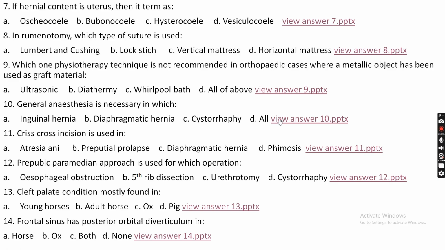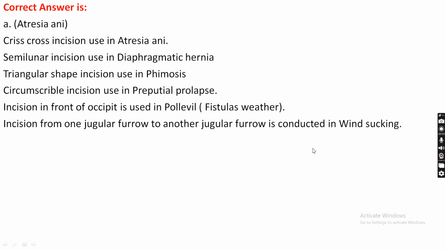Question number 11. Crisscross incision is used in option A, atresia ani, option B, preputial prolapse, option C, diaphragmatic hernia, or option D, phimosis. The right answer is option A, that is atresia ani. Crisscross type incision is used in case of atresia ani, while a semi-lunar type incision is used in case of diaphragmatic hernia, while a triangular shape incision is used in case of phimosis, while a circumscribing incision is used in case of preputial prolapse.